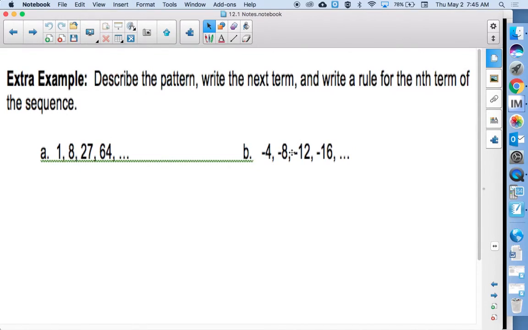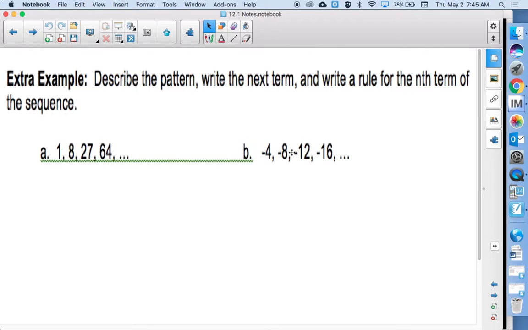Alright, so let's look at the two problems in the packet and then we'll talk about some of the patterns and the rules for a couple of the problems in the book. So it says, describe the pattern, write the next term, write a rule for the nth term, which is very similar to the directions of 15, 16, 19, 20. So what's the pattern here?